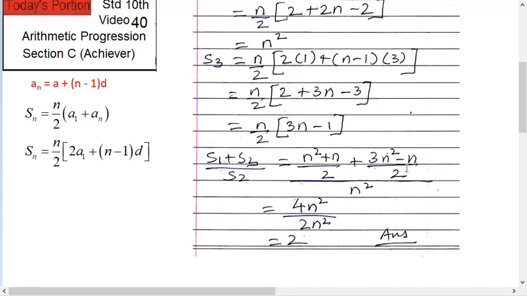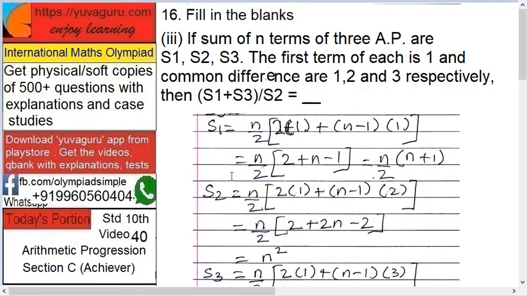So you got now S1, S2 and S3. What we want is S1 plus S3 upon S2. So S1 plus S3 upon S2 is n square plus n upon 2 plus 3n square minus n upon 2, the whole upon n square, right? So solve this, you will get 4n square upon 2n square, cancel this and you will get 2. 2 is the required answer.